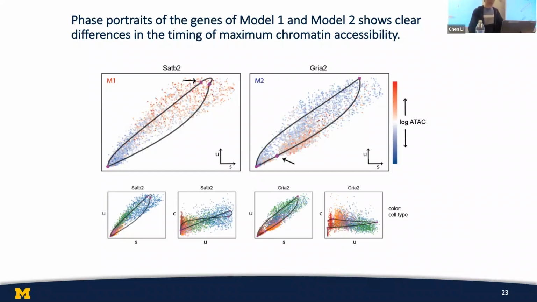But this time, unlike in model 1, the chromatin accessibility drops after the transcription regression happens, which is denoted by the cross. And plotting the colors with cell types, we see the phase portraits of these two genes show accurate fitting results.